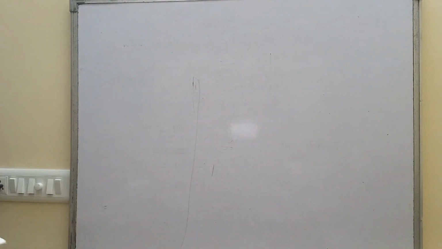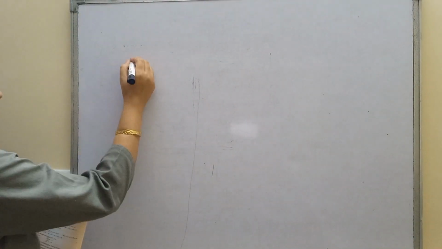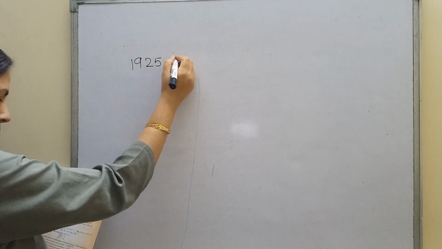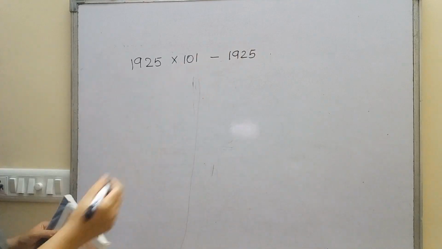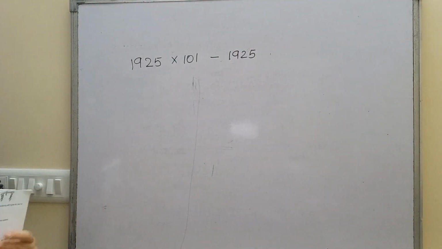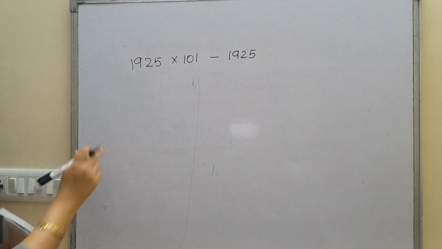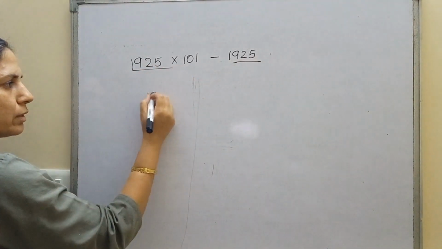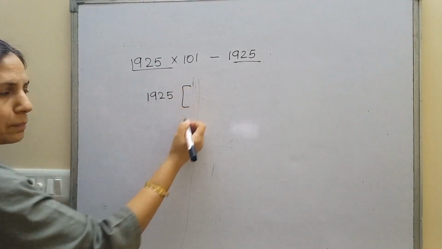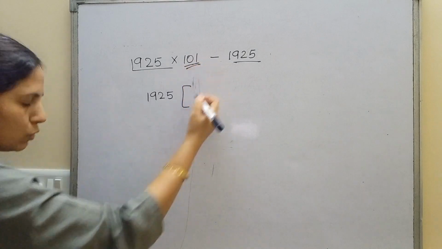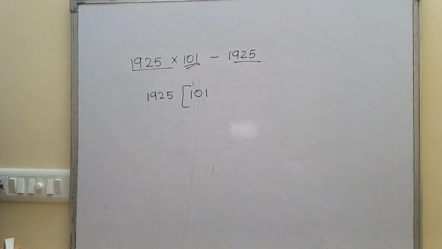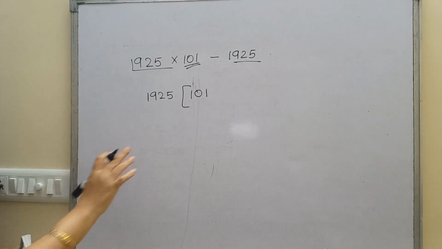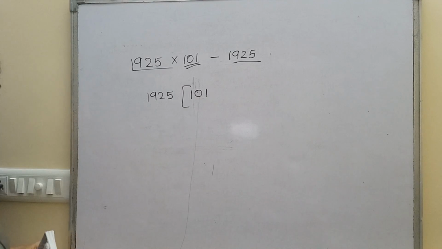Next question is 1925 multiplied by 101 minus 1925. Write this 1925 outside the bracket, make a bracket, write here 10, is it 101? Oh yeah, sorry, 101. I thought it's 10, sorry. It's multiplying it by 101.